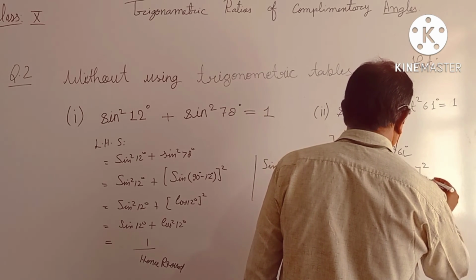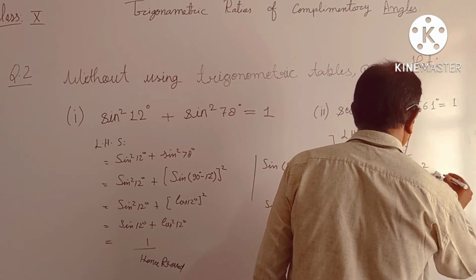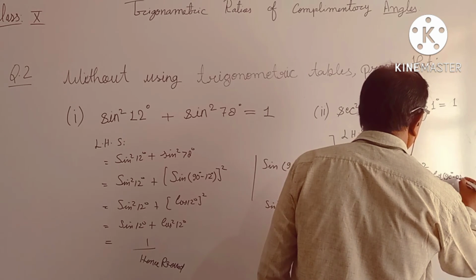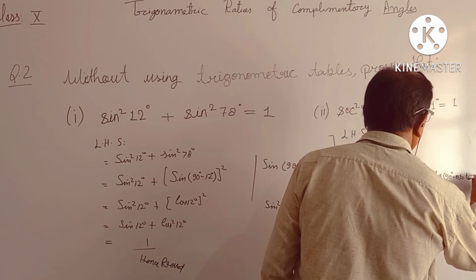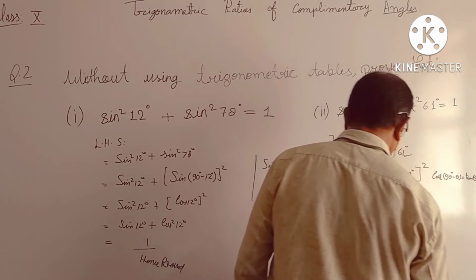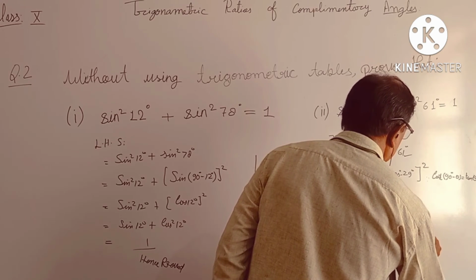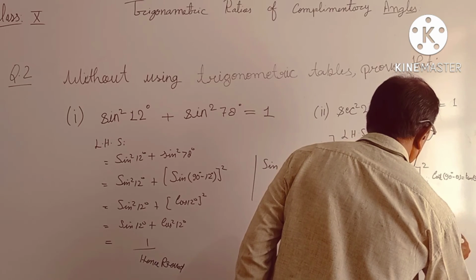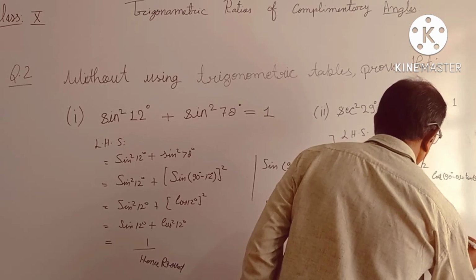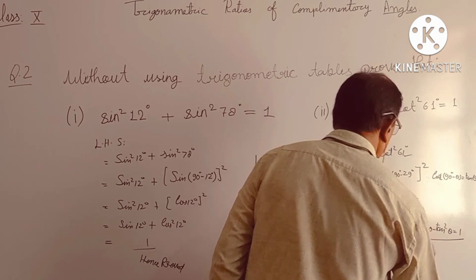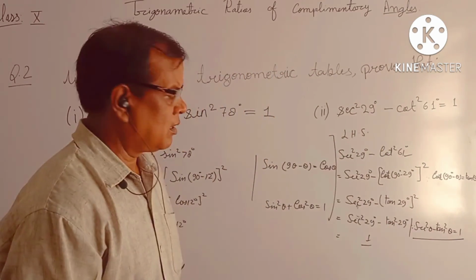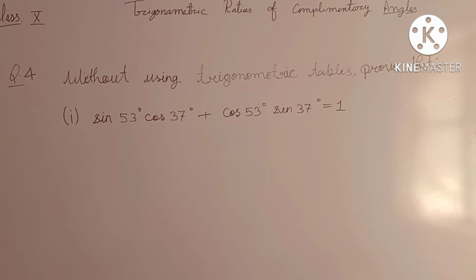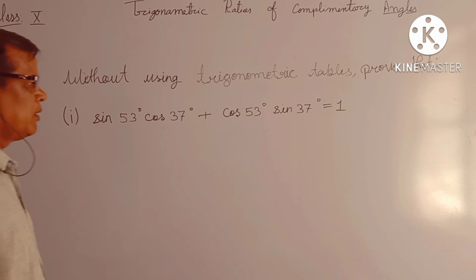Here we will write cot 90 minus theta equals tan theta, and here also we will write the identity sec square theta minus tan square theta equals 1. These are the two identities we give here. Now the question is completed.